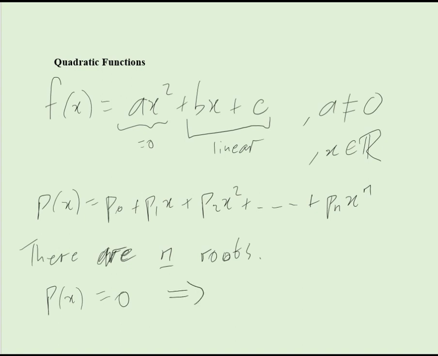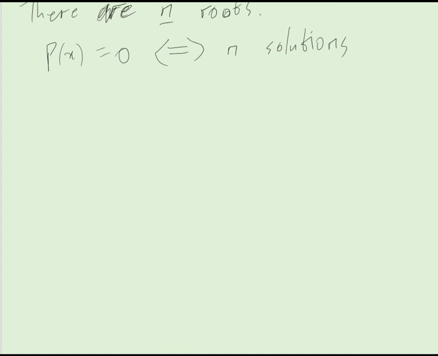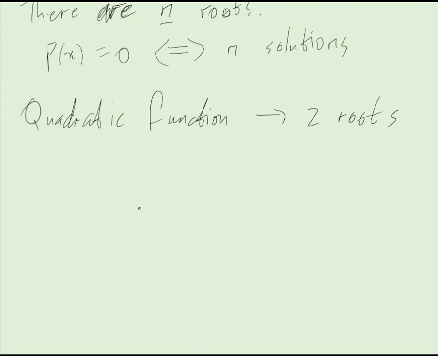So there are n solutions. Since the quadratic function has degree 2, its highest power is 2, there should be 2 solutions. So a quadratic function has 2 roots. That means there are 2 occasions where the x-axis gets intercepted.